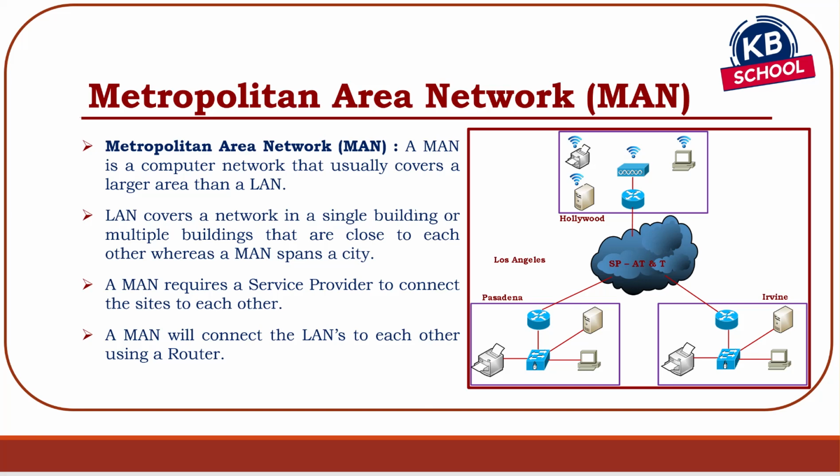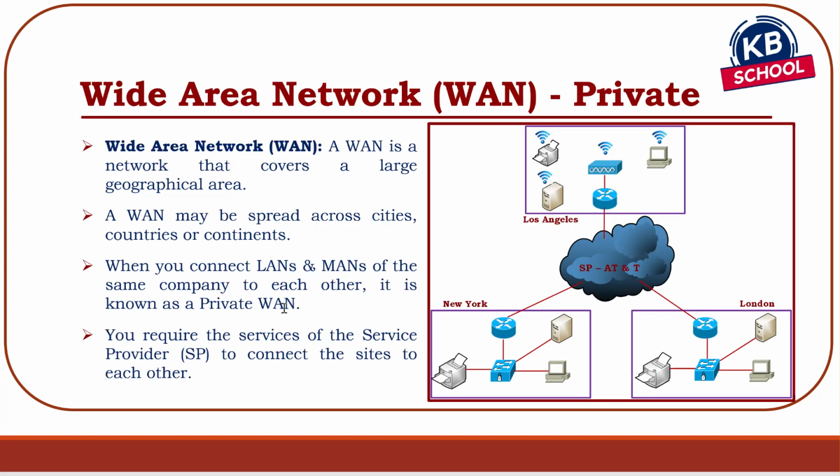So again, the cabling I would not own, but I would need the help of what? The service provider to connect me up. So in this example, the scope of my network connecting my sites to each other expands to the rest of the world. So for example, over here I have an office in Los Angeles, another office in New York, another office in London, and I'm connecting my offices to each other by leveraging the services of a service provider like AT&T, Verizon, Vodafone.